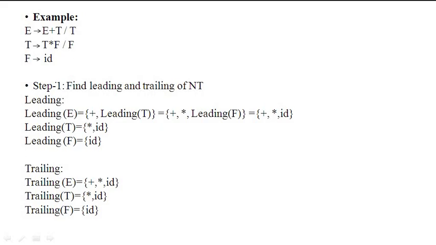Thus you can find leading of T and F. So leading of T is star and ID, leading of F is ID. Trailing of E, it means last terminal which is plus. Then after, trailing of T. So plus comma trailing of T. So trailing of T, star and trailing of F. Trailing of F is ID. So trailing of E is equal to plus, star and ID.